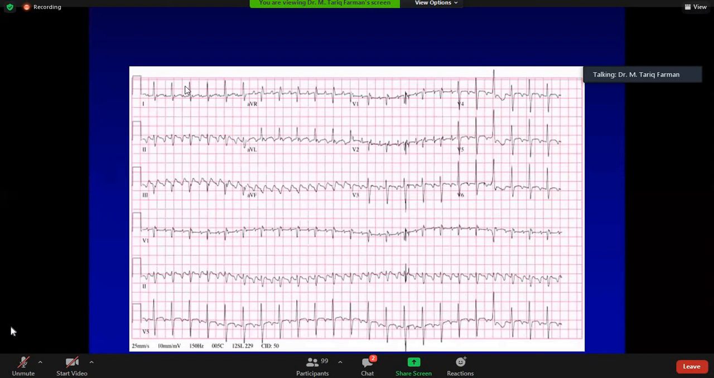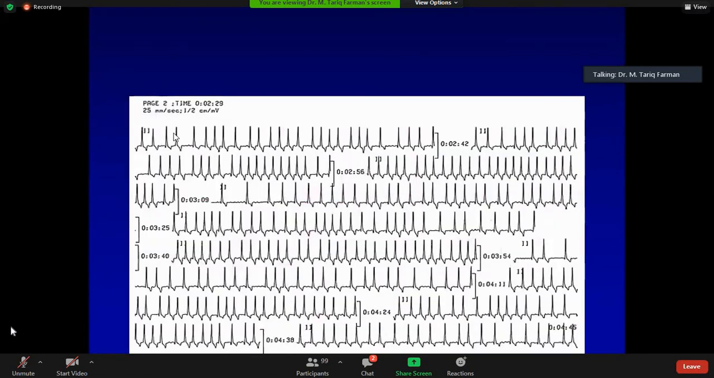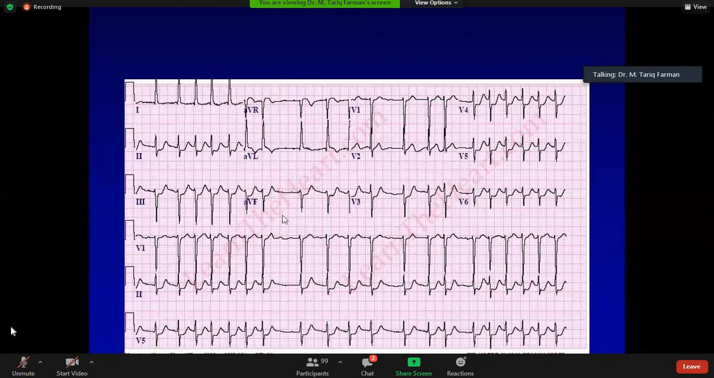Now quickly identify the rhythm. Rate is 150, 300, 150. And you see the sawtooth appearance of the P wave, right? This is atrial flutter. Varying RR interval, no definite P wave. See, no definite P wave, varying RR interval: atrial fibrillation. Again, varying RR interval, no definite P wave. Only some fibrillatory waves are here. Okay. Again, atrial fibrillation.